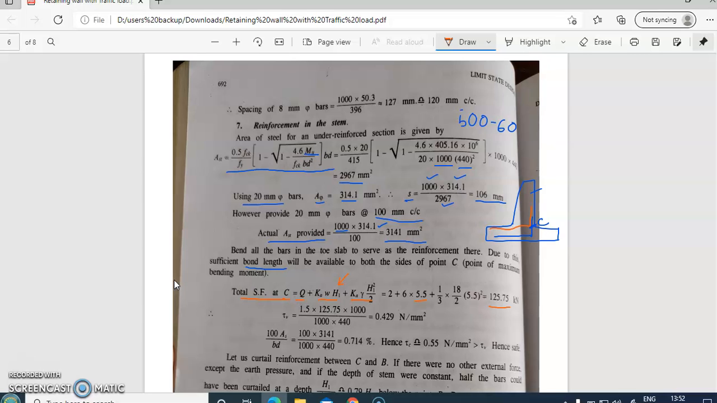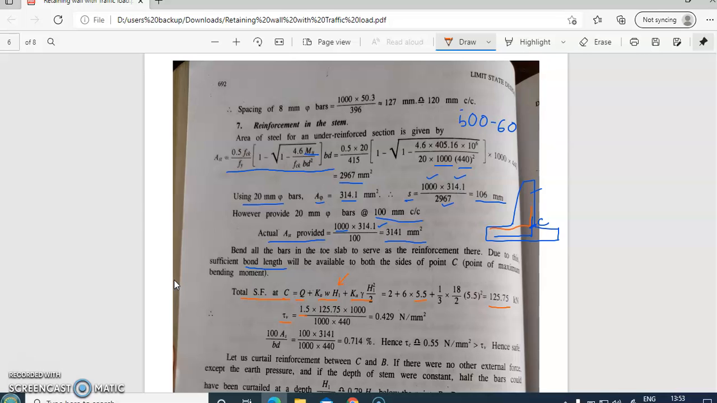So we get the total shear force at C as 125.75 kilonewton. Now we need to find out the shear stress that is experienced by the stem, and it is given by tau suffix V. This is an unfactored load. 125.75 is unfactored, so because of that we are adding a factor of 1.5 here multiplied by the unfactored load 125.75. This is in kilonewton.